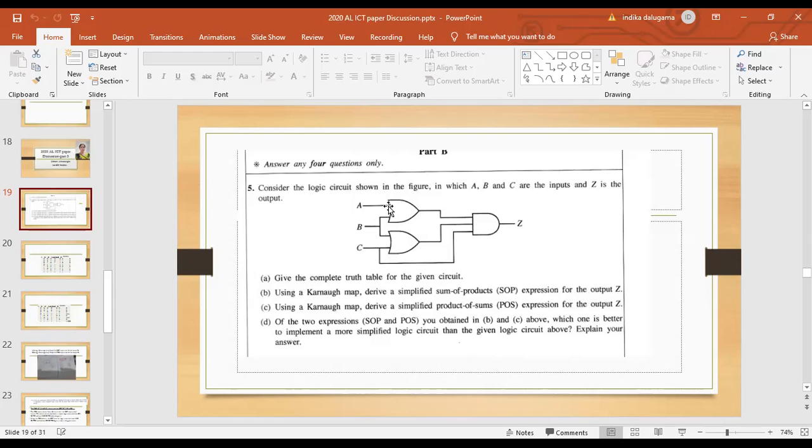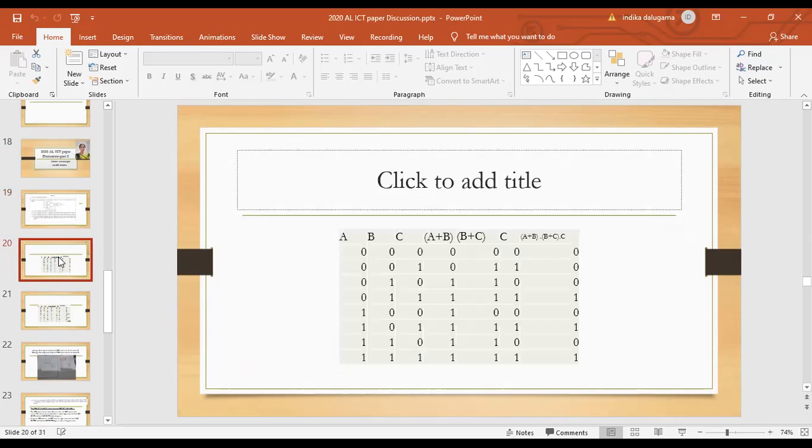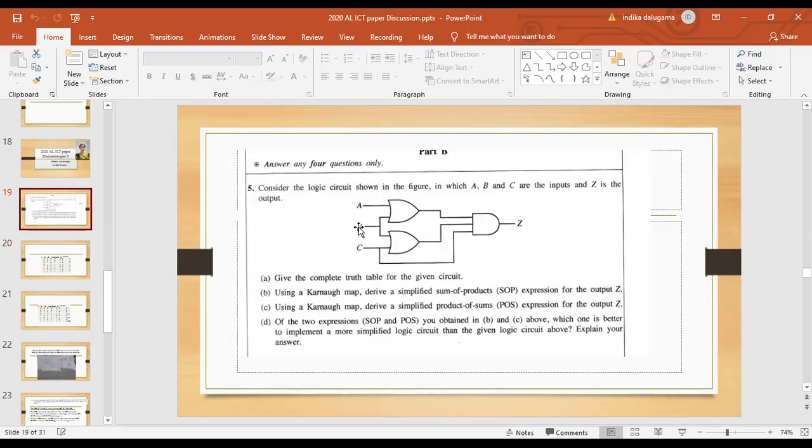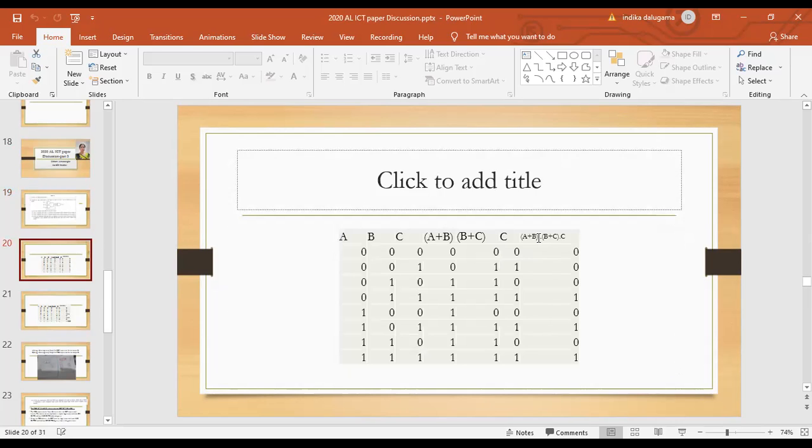So this is A plus B. This is B plus C. And from this AND gate, it is coming from both three gates. So it is (A plus B) dot (B plus C) dot C.